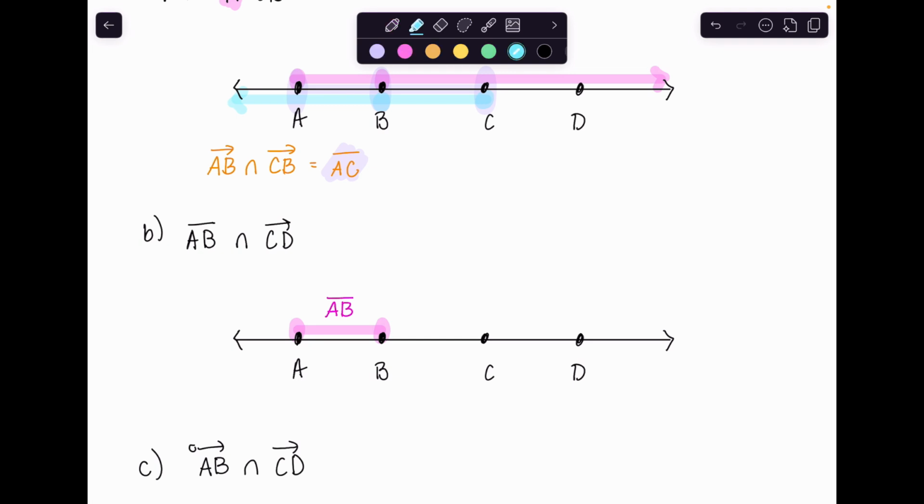And then for CD, I start at C and I head to D and I continue on forever. So if I'm looking at what's in common between these two, there's absolutely no overlap. So what we would say is this results in the empty set, nothing. There is absolutely nothing in common between these two, okay?